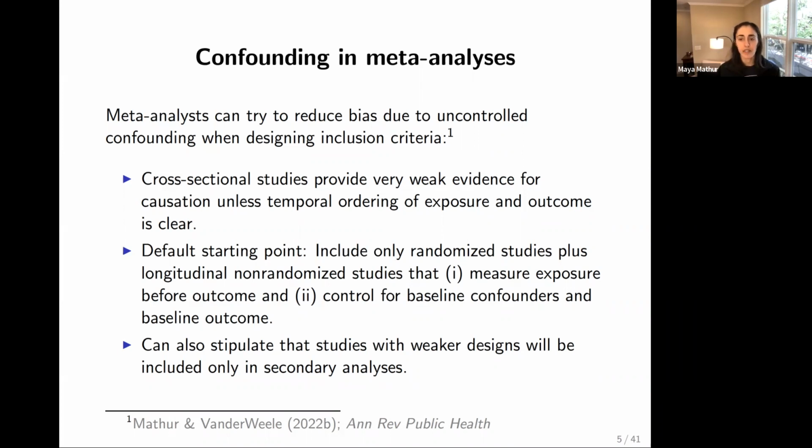So as a default starting point, we might include only randomized studies, if there are any, plus longitudinal non-randomized studies that have a clear temporal ordering in which the exposure is measured before the outcome and confounders are measured prior to the exposure and are controlled for in analysis. Of course, sometimes we don't know how many studies of different design qualities we'll get, and so sometimes it makes sense to stipulate that we'll include studies with weaker designs, but they'll only be analyzed in secondary analyses, for example.